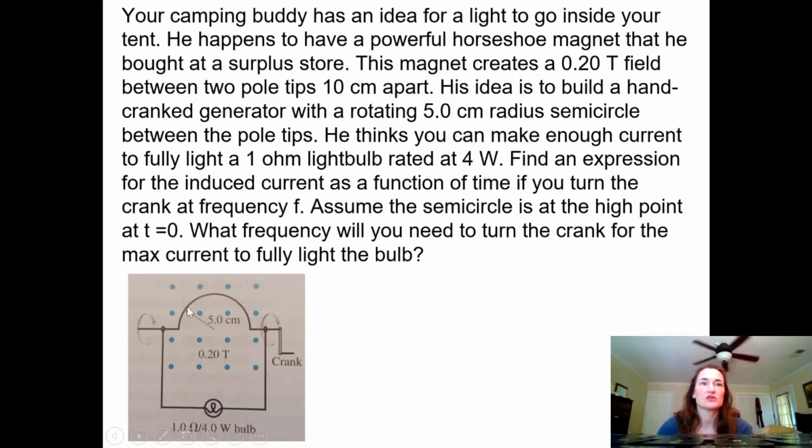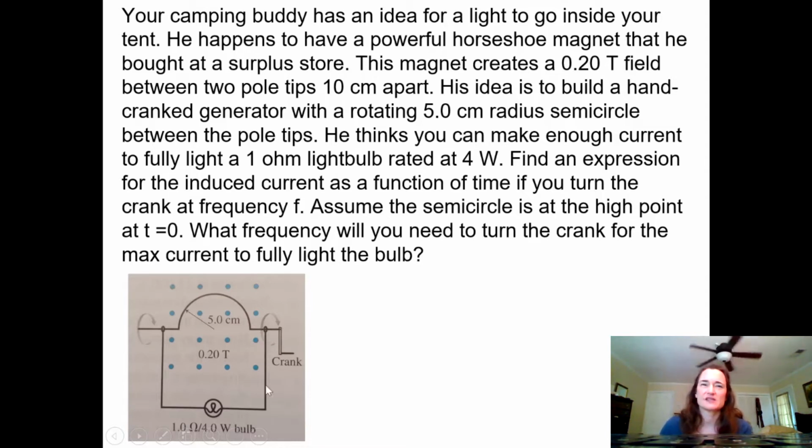And the radius of the semicircle part is 5 centimeters. Now, when it's at the top position, you can see here that the area of the loop is maximized. It's basically a square with a semicircle sitting on top of it. When the loop is at the bottom, it'll be a square with a semicircle cut out of it, and that'll be when the area is minimized.